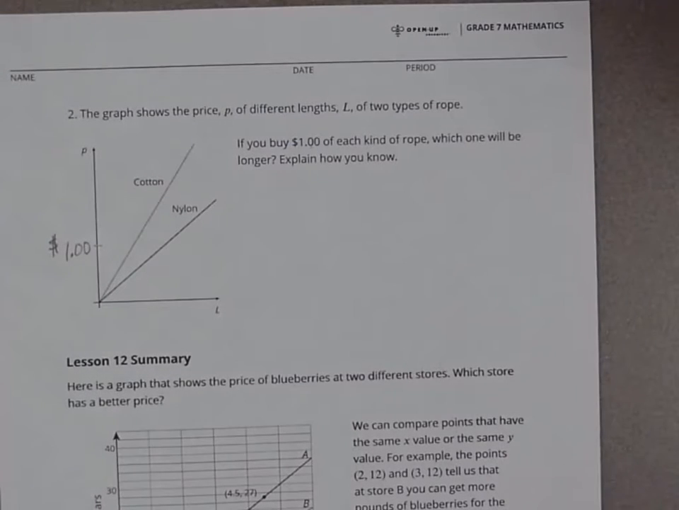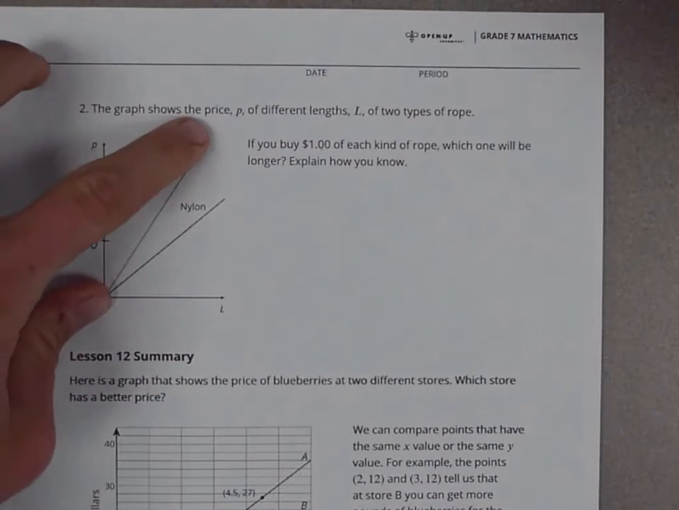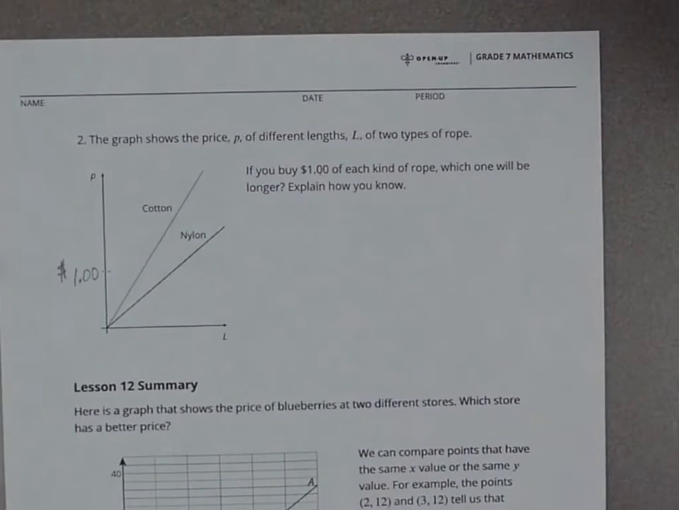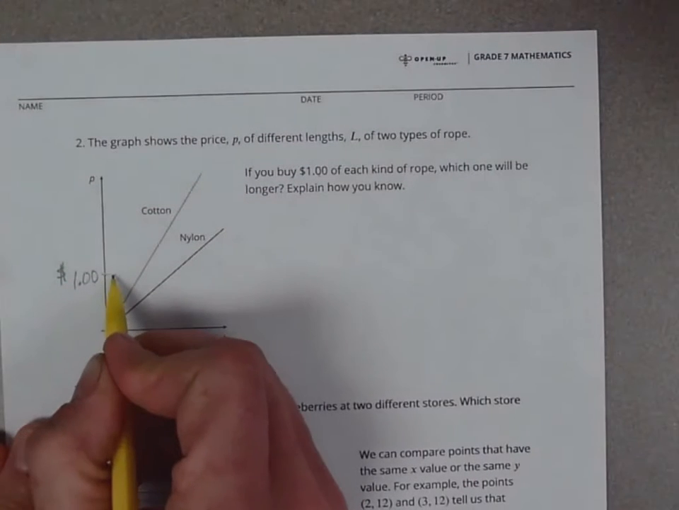All right, Anselmo, if I spend $1 on rope, cotton and nylon, which one do I get more of? Cotton. Why do you say cotton? Because on the line, it's longer than nylon. True, but the length of the line has nothing to do with the length of the piece of rope. Well, it's just which one will be longer. Exactly.